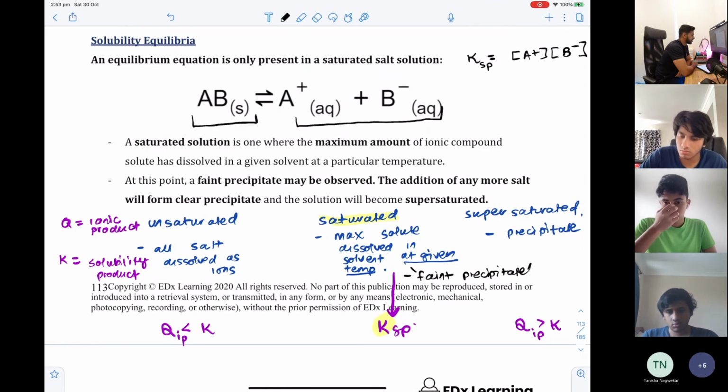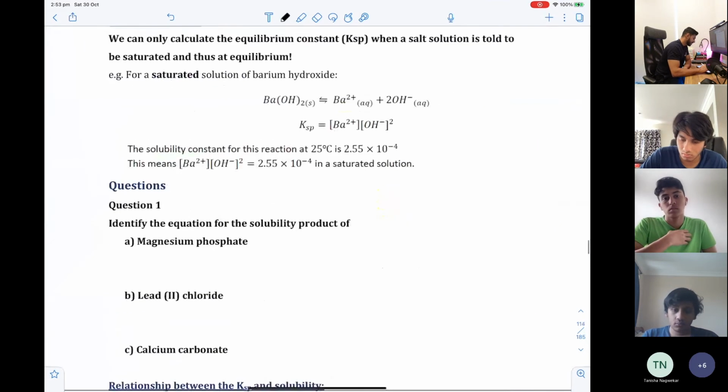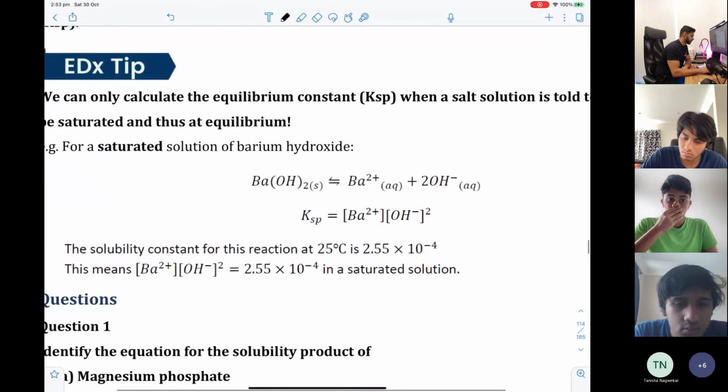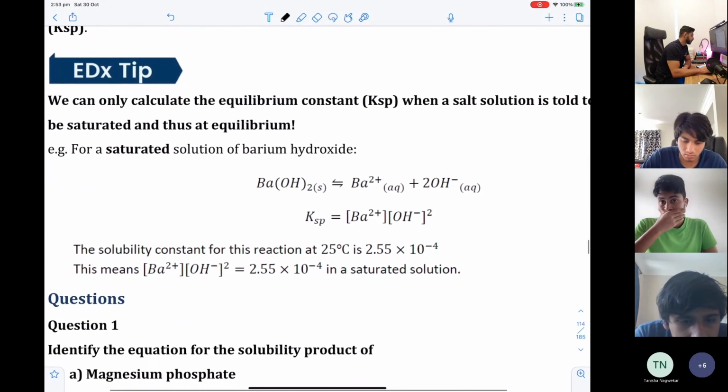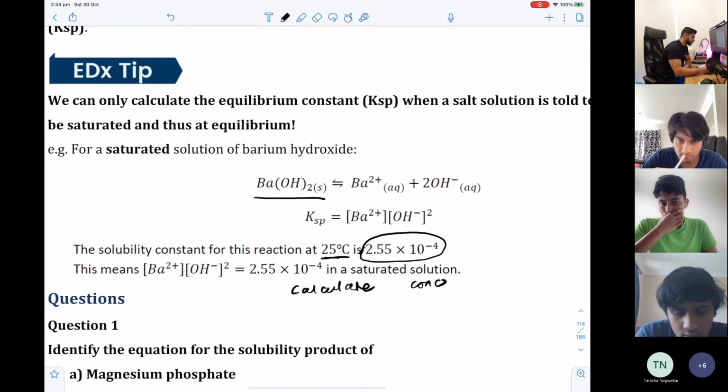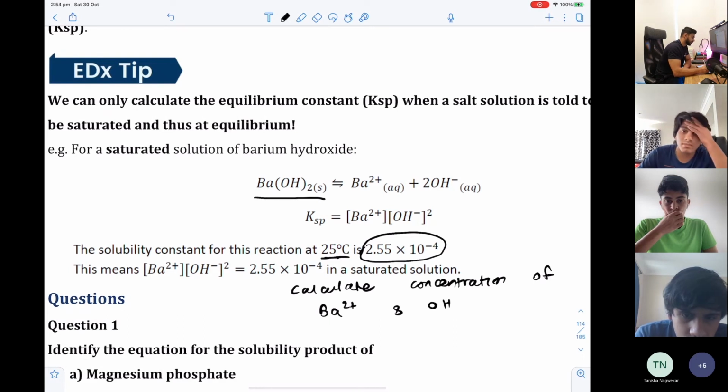Any questions as of yet before we jump into things? All right, very good. It's the exact same principles otherwise, right? So let's try this question here. So they've told you that you've got barium hydroxide at 25 degrees, and they've given you its KSP. The typical question they'll ask you next is to calculate the concentration of barium and hydroxide ions in solution.